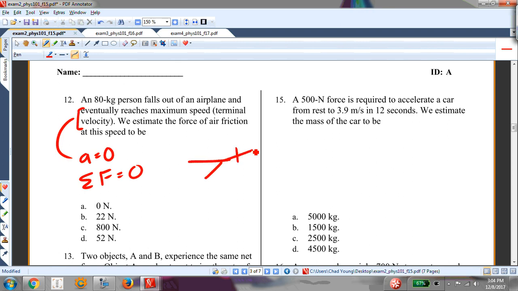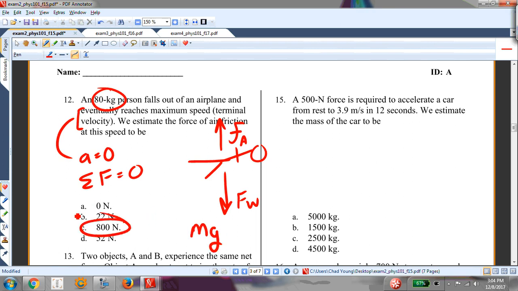So if you've got this person that is falling, they have a force weight, and then they also have the force due to air resistance. And so the force due to air friction or air resistance is going to be equal to the weight. And the weight is equal to mass times the acceleration due to gravity, which is 800 newtons. So that's the answer for number 12, 800 newtons.